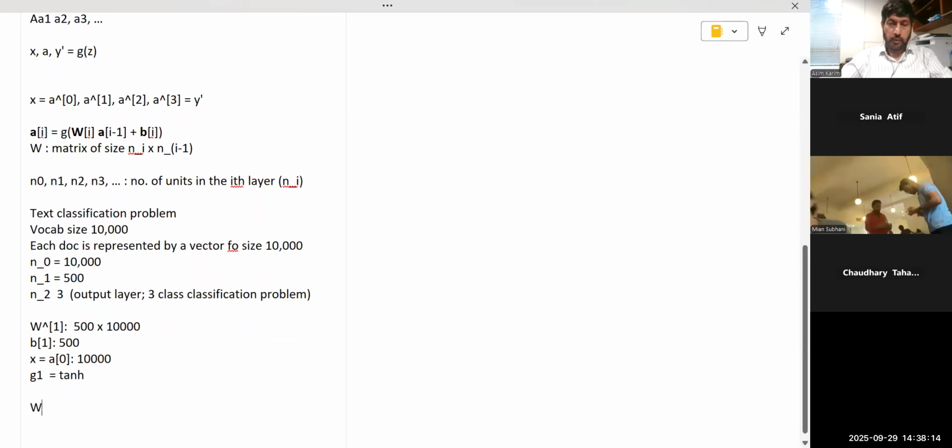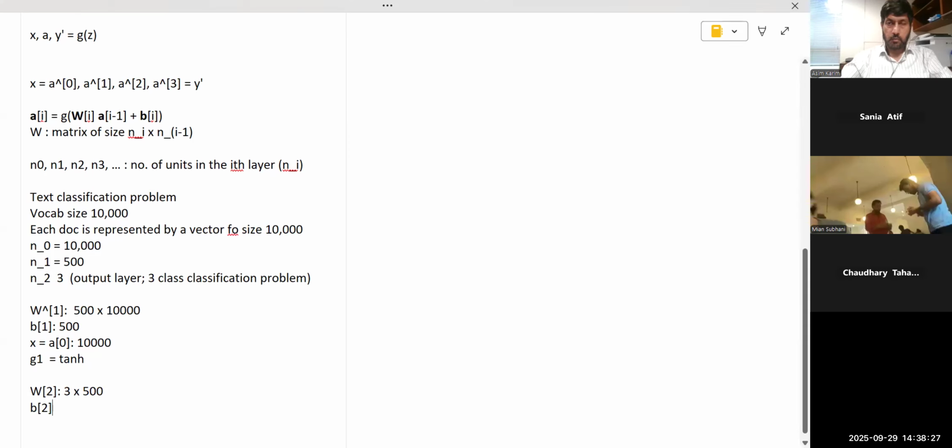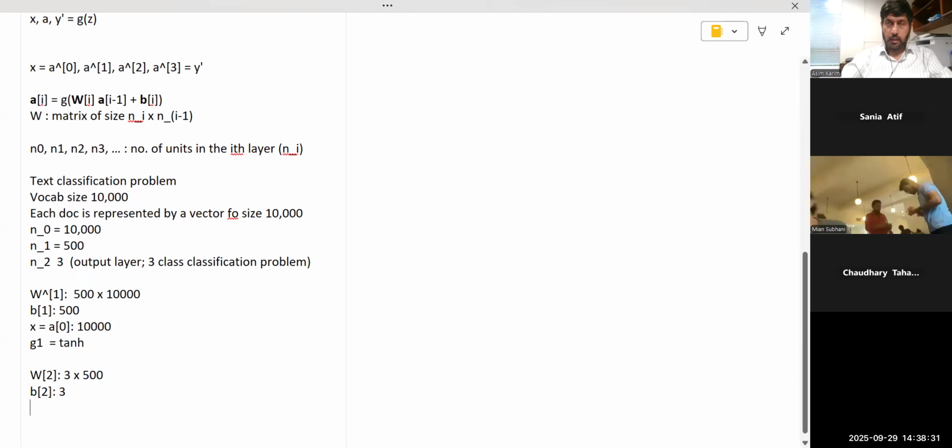Let's say move on to the second layer. W2 का साइज क्या होगा? आउटपुट लेयर का साइज है 3 by 500. B2 would be 3, and then A1, this would be 500. ठीक है.